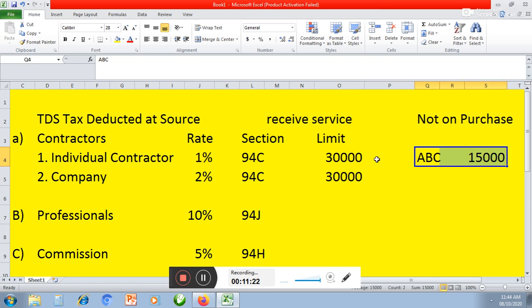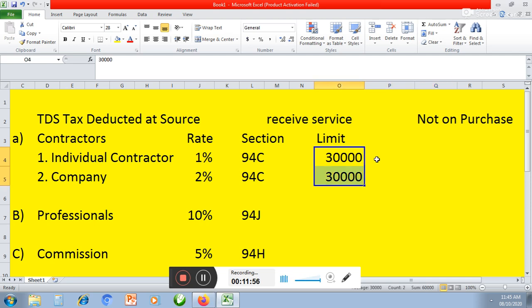Suppose I am receiving a single bill from a particular party, not continuously. If I received a single bill during the financial year from the contractor, less than 30,000, then I will not deduct the TDS. If it is more than 30,000, I will deduct the TDS for a single bill in a year. If I am receiving bills continuously from the party, don't consider this limit, go on deducting the TDS.